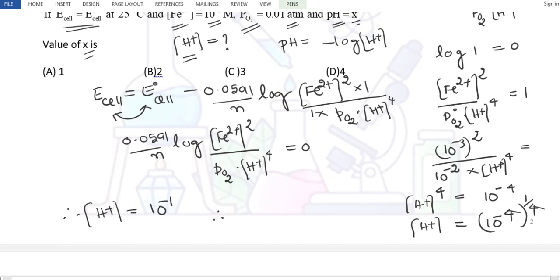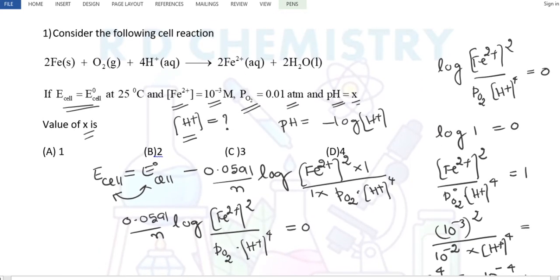Therefore, I can calculate the pH now. pH is equal to minus log of H plus concentration, which is equal to minus log of 10 to the power minus 1. This is equal to minus of minus 1, you will get 1. So therefore, pH is equal to 1. That means X is equal to 1, right? So what is the option number now? Which one? A is the answer, right? So A is the answer here.